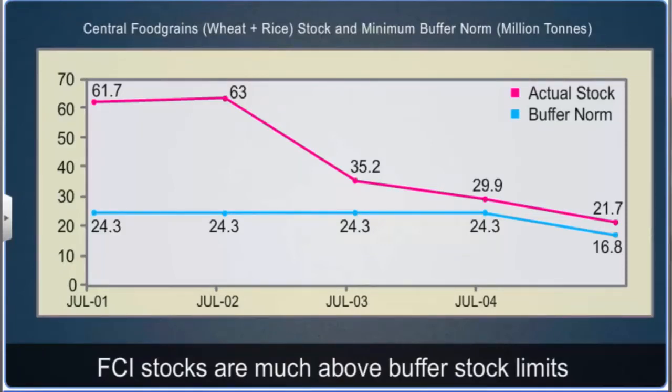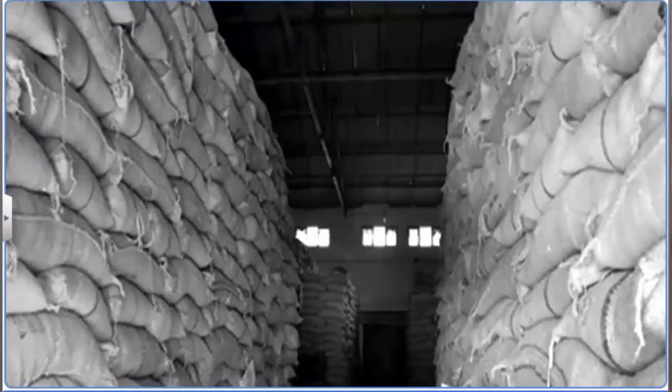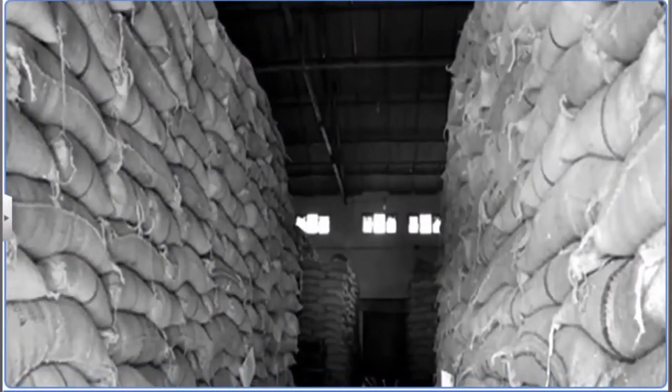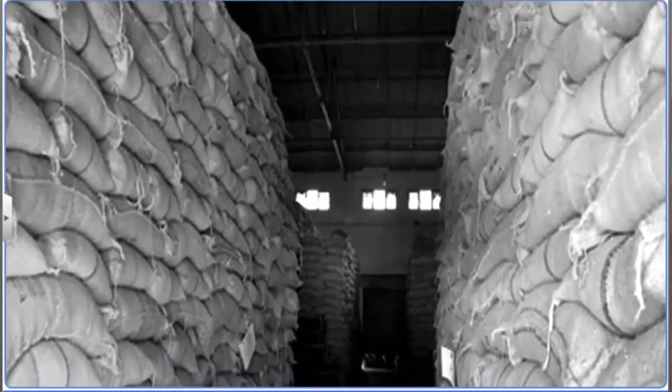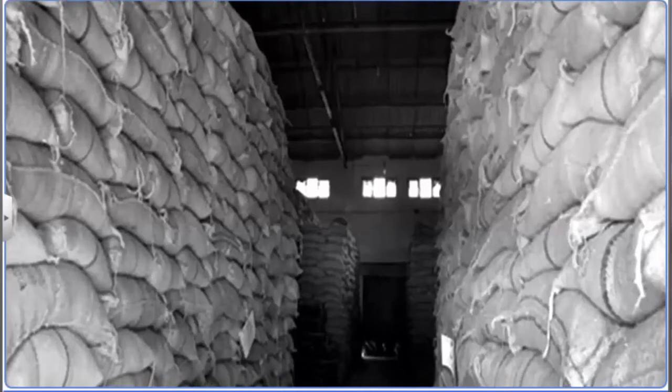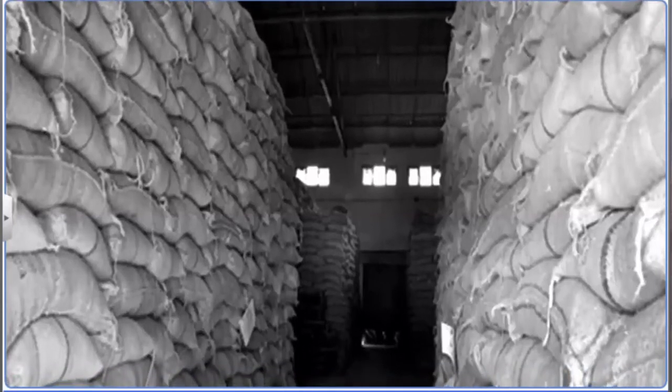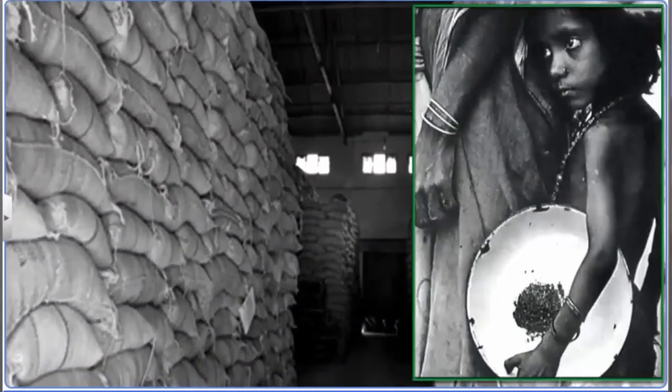Maintaining such large stocks is expensive and wasteful due to the rotting and deterioration of food grains in storage houses. It is ironical that hunger still prevails in some areas, while food grains are rotting in overflowing granaries.